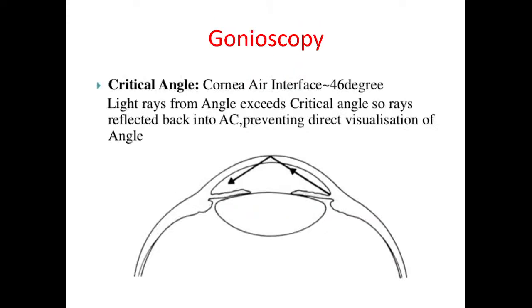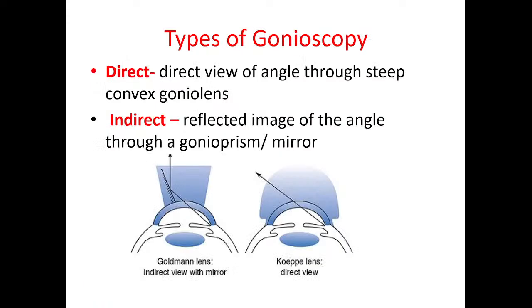So the principle is that whatever light is thrown in the angle, it comes back. It is a total internal reflection normally. We cannot see with a torchlight. So we have to put a gonioscope so that light gets reflected outside and we can examine the angle of the anterior chamber.